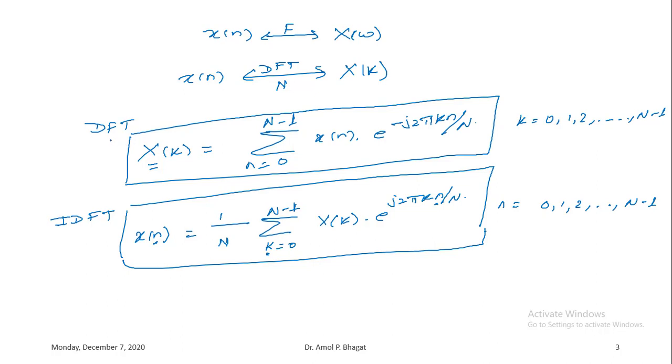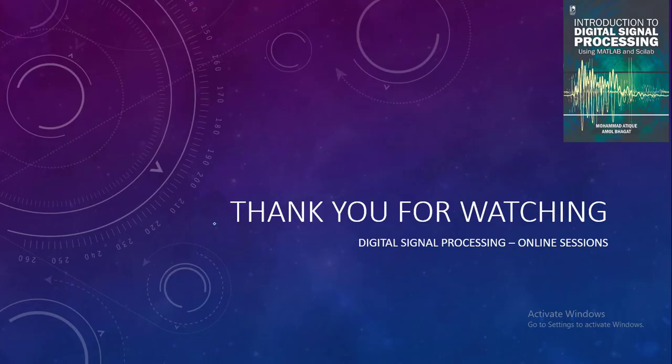The first one is the DFT, that is the discrete Fourier transform, and the second one is the inverse discrete Fourier transform. In the next session we'll be discussing properties of the discrete Fourier transform, namely the periodicity property and the linearity property.